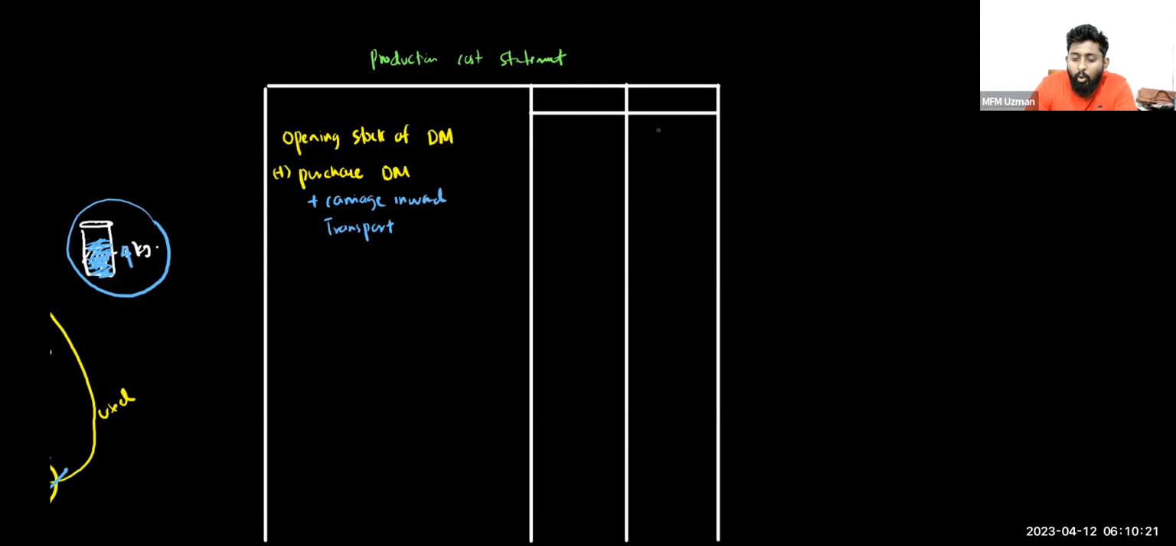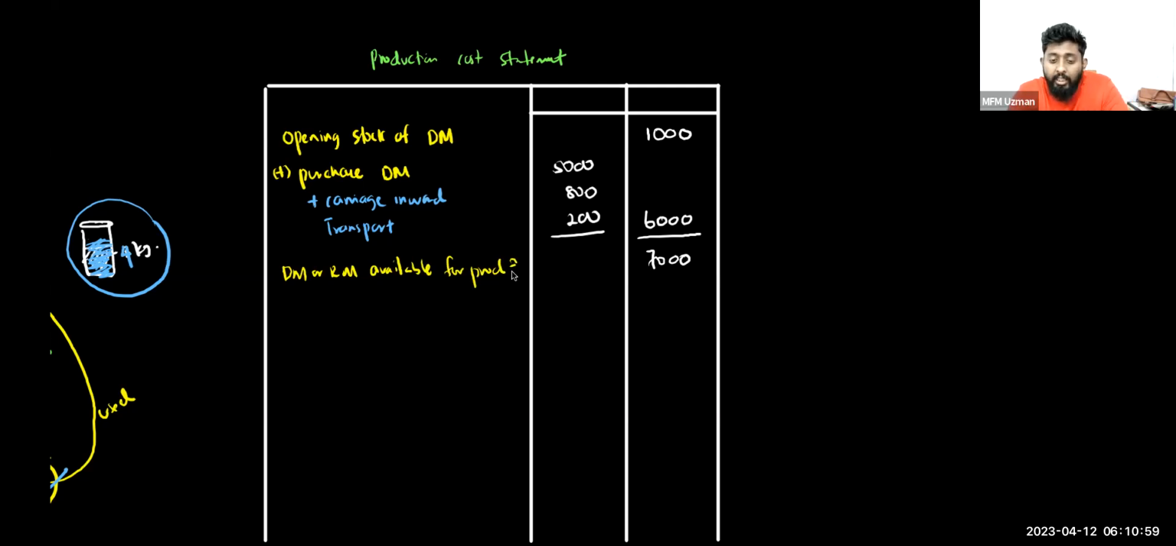So here, look, guys, opening stock of direct material, we will say we had 1000 worth of direct material. We purchased 5000 and we had to pay 800 and 200. So the total cost of purchase is going to be how much? 6000. And then, guys, what is this 7000 now known as? How much raw material is there? We call it direct material, or you can say raw material, available for production. It is not used, it is available for production.